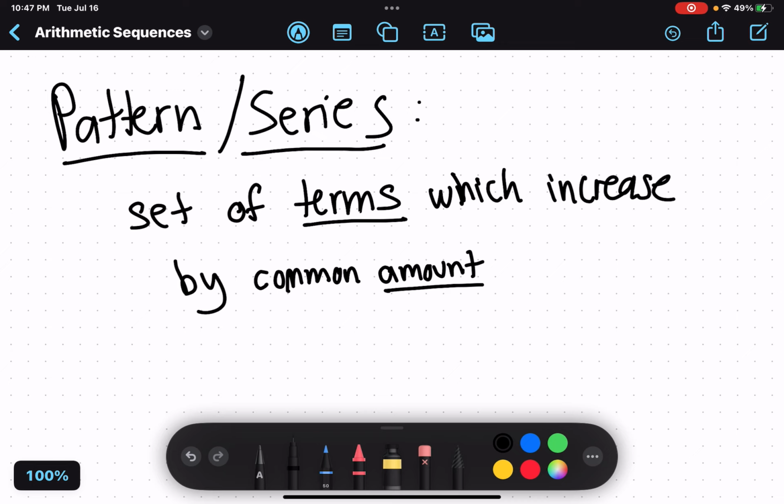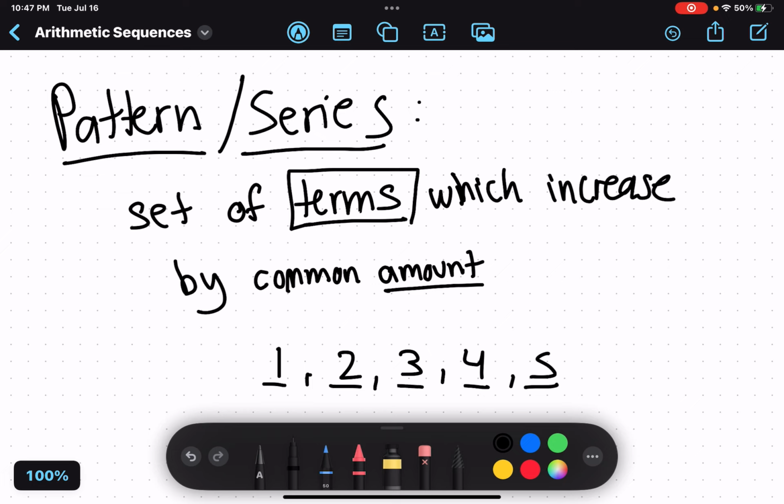So, what's a term? I underlined these two words, which I want to go into a little more depth. A term is just something that's in a set or a series. So let's say I had the set 1, 2, 3, 4, 5. Each of these numbers is a term. It's just a part of the set. It's just a number. And this common amount can also be known as K.